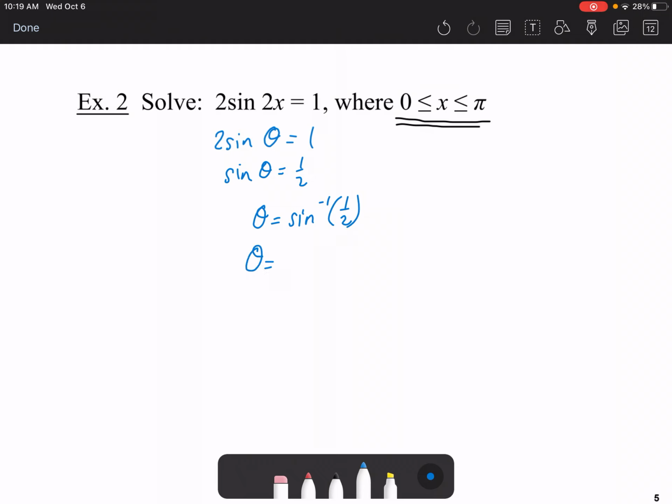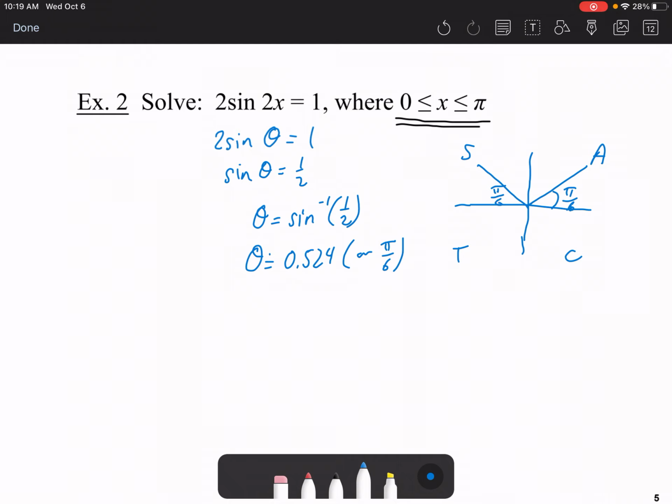And if you work it out, it's 0.524 approximately, or if you wish, pi over 6. Again, by the CAST rule, sine is positive in 2 quadrants. You know this one is pi over 6. That means the related acute angle is also pi over 6. So our other value for theta is pi minus pi over 6, or 5 pi over 6.